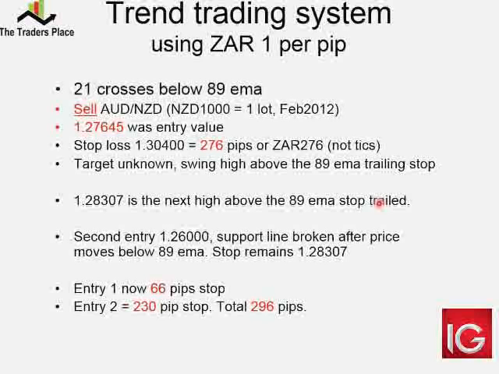Just using 1 Rand per pip to show you how this works. 21 cross below the 89, you sell 1 Aussie dollar, New Zealand dollar. The entry value is 1.27645. The stop loss was the previous swing high at 3,400, so 270 to 280 pips, or in this case it would be 276 Rand. Not on the tick, so I work on the pips, I work on the 4th decimal place. Target is unknown. It's a trending system. The swing high above the 89 EMA is a trailing stop. I'll illustrate that for you.